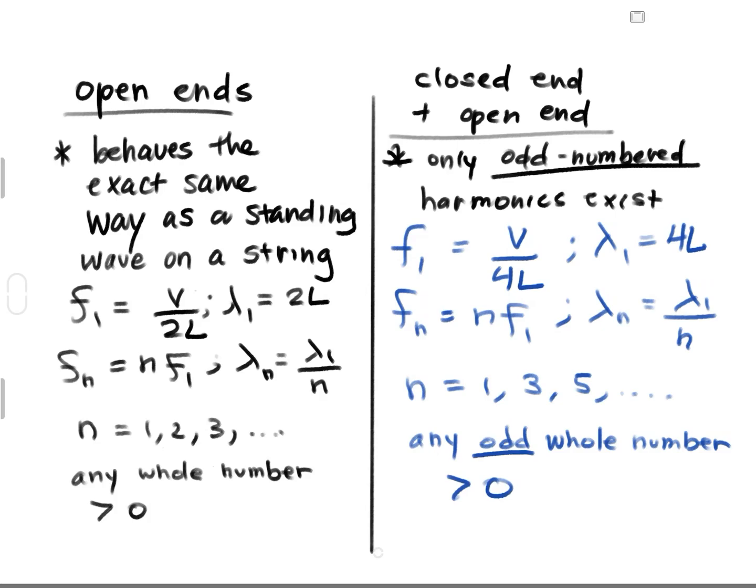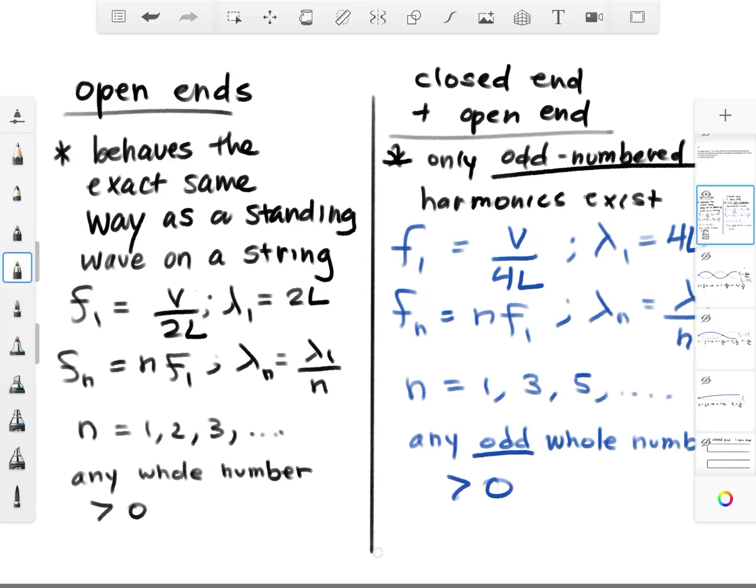Okay. Open ends: F1 is equal to V over 2L, and wavelength 1 is equal to 2L. To get frequencies after that, you multiply by the number of harmonics. To get wavelengths after that, you divide by the number of harmonics. You can use any whole number greater than 0. When you have one open end and one closed end, you can only have odd harmonics. Your F1 is V over 4L, and your wavelength 1 is 4L. Same equations as last time, but now your harmonic numbers can only be 1, 3, 5, 7, 9, 11, etc. Odd whole numbers greater than 0. All right, let's look at a few examples and wrap this up.